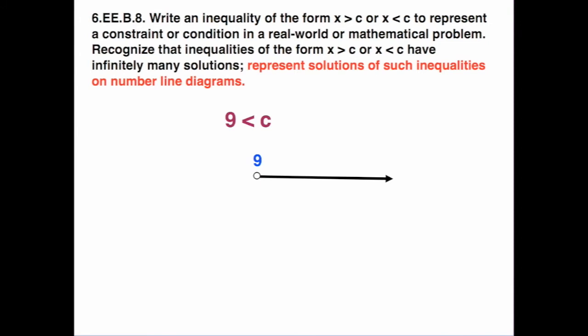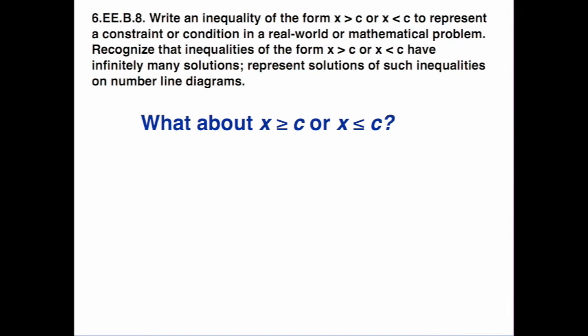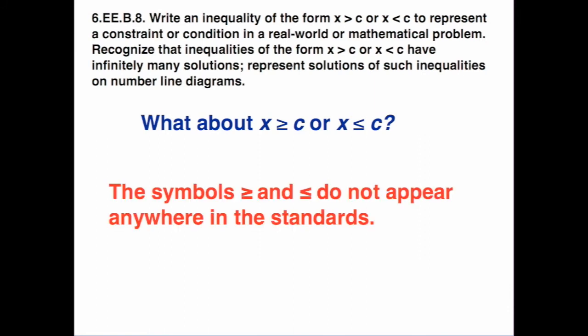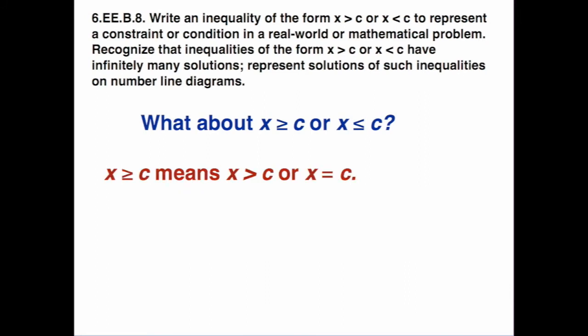the inequality sign. Well, what about x is greater than or equal to c, or x is less than or equal to c? The symbols greater than or equal to and less than or equal to do not appear anywhere in the standards. But it needs to be addressed because students will see this symbolism, either on a test or textbooks or somewhere. X greater than or equal to c is actually a double statement. It means that x is either bigger than c or it's equal to c.